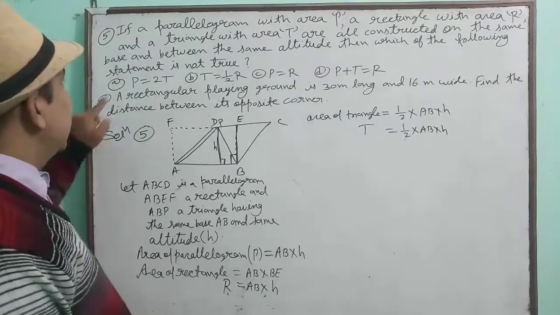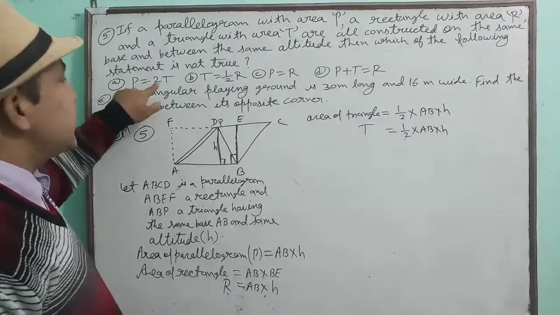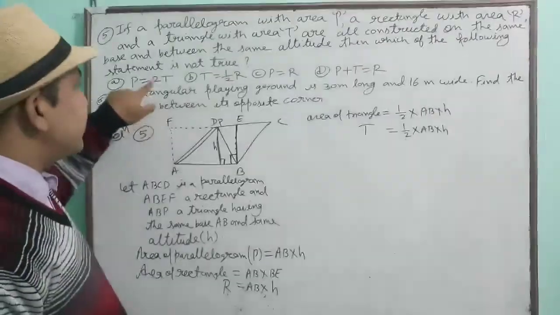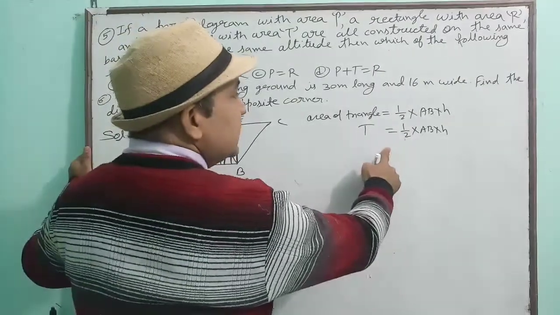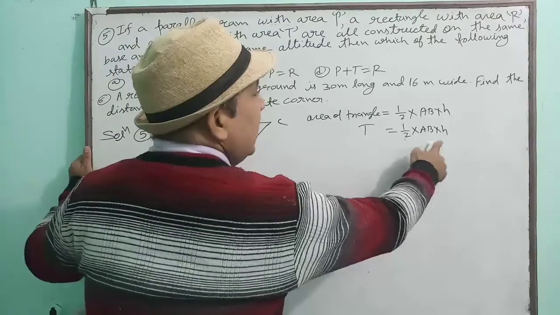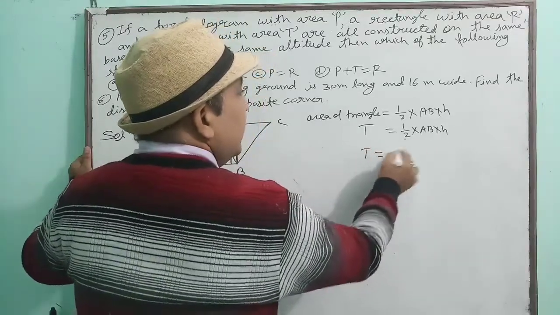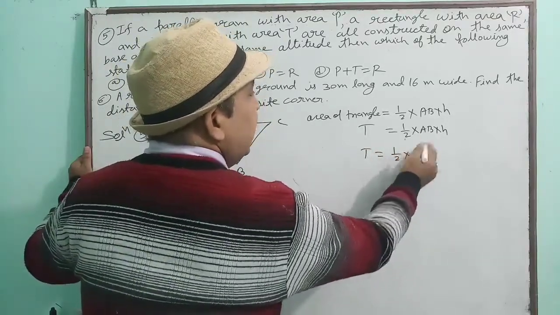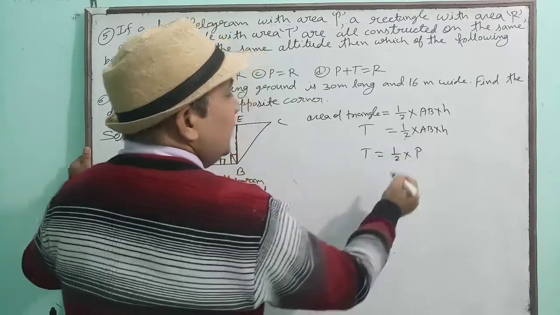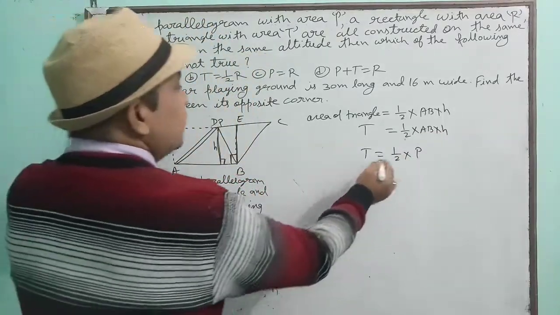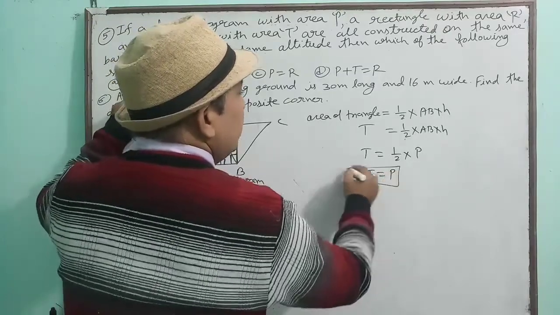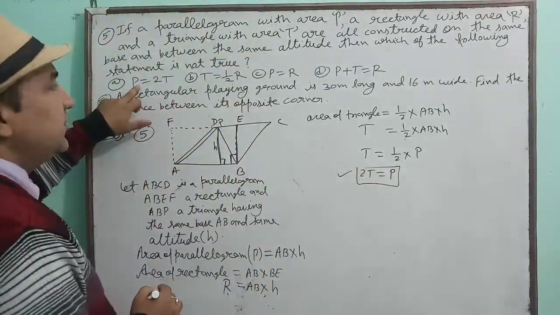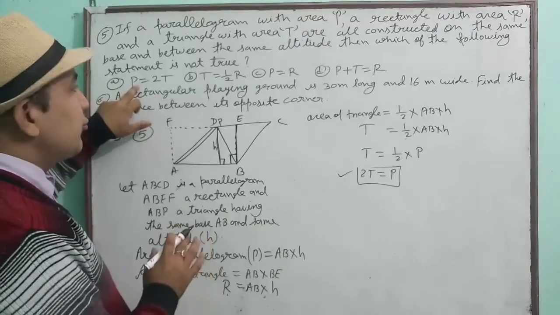Now see, the first option is P equal to 2 times T. So we will check it. From here you can see that AB into H is equal to P. That means 2T is equal to P. This option is correct. The first option is true.